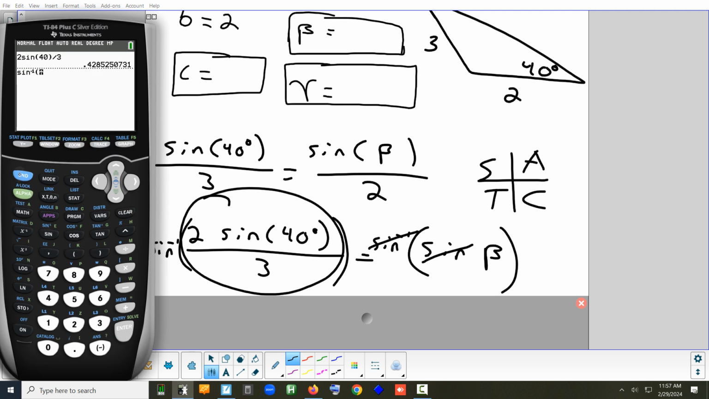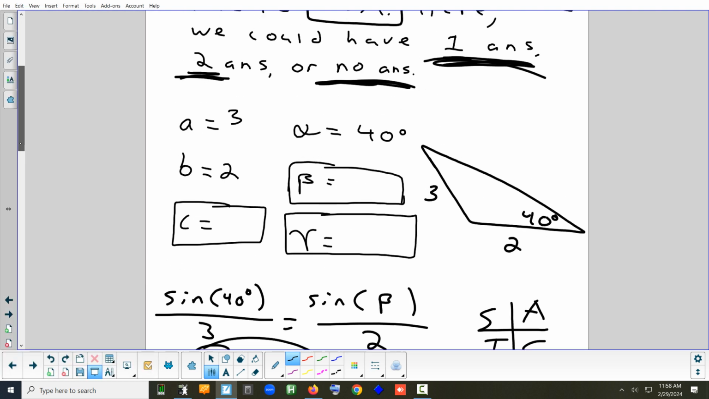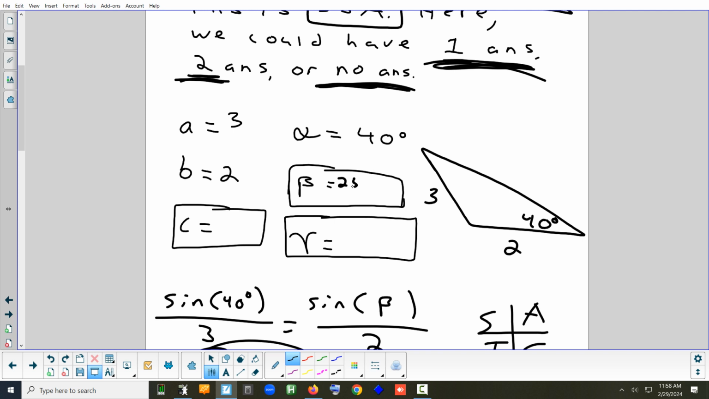I don't have to type it again. I can just use the last answer I had on the screen. And I get 25.374. If this was a no solution, I would know that right now. I would have got an error, because I would have been taking the inverse sine of a number bigger than 1. But that didn't happen. So 25.374. Okay, so I'm going to write that down. I usually put it a little higher in the box, just in case there's a second answer. I'll write it below it.